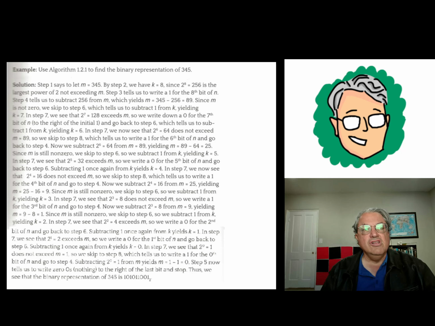What do we do? Well, you look for the biggest. This is also known as a greedy algorithm. We look for the biggest power of 2 that's less than or equal to the number we started with, in this case 345. That happens to be 256, or 2 to the 8th power. So we write down a 1, and then we note that that's really in the 9th place, or the 8th place to the left of the rightmost digit. And then we keep going. We subtract 256 from what we started with, 345. If you do that, you get 89.